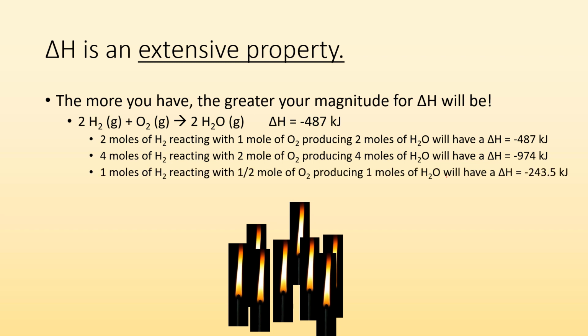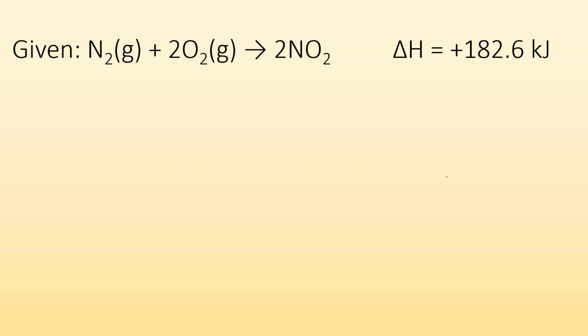Whereas if I had half of that instead, if I had just 1 mole of H2 reacting with half a mole of O2 making 1 mole of H2O gas, my DeltaH would be half of my original. It would be negative 243.5 kilojoules instead of negative 487 kilojoules. So, all right. Example problem.